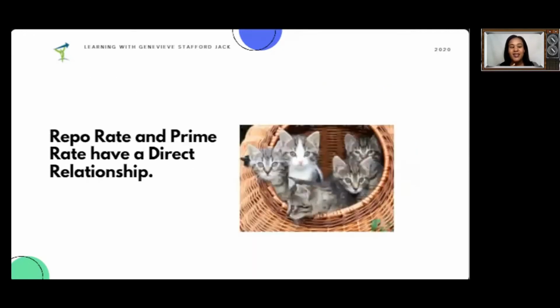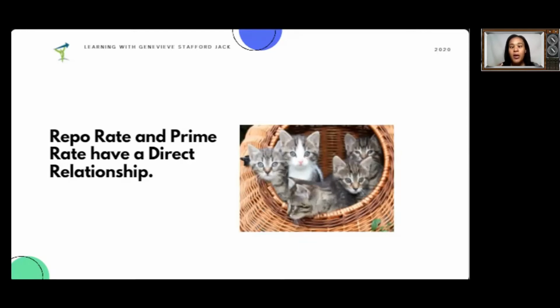The repo rate and the prime rate have a direct relationship. When the repo rate goes up, the prime rate goes up. When the repo rate goes down, the prime rate goes down. So they follow each other. Technically, the prime rate follows the repo rate, so you can look at the repo rate as the leader of the pack. And something I need you to keep in mind is that typically the prime rate is 3% higher than the repo rate. So just keep that one in mind.